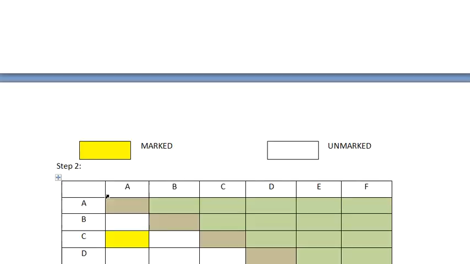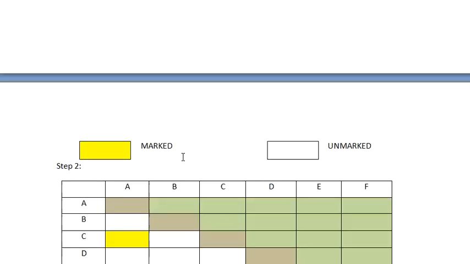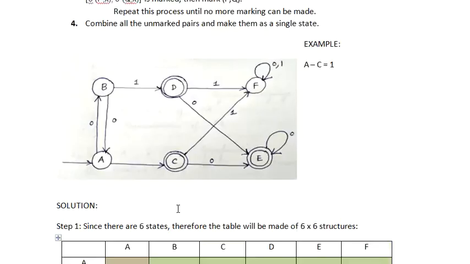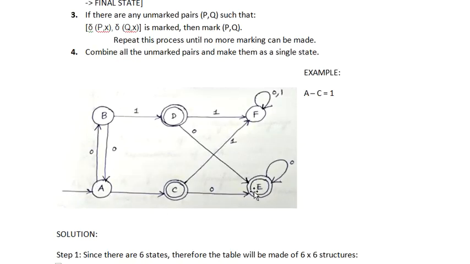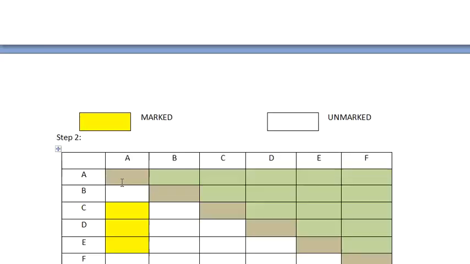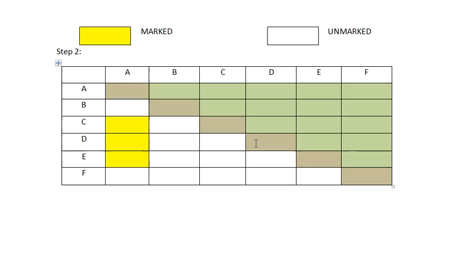Now if I look into AD, it is also non-final final. This one also I can mark as yellow color, correct? So this is also done. Now if I look into AE, let me check. AE is also a non-final final, so I can also mark AE as a marked state. AF is also left out, sorry. AF is a non-final, so I cannot mark that. It will remain as it is.